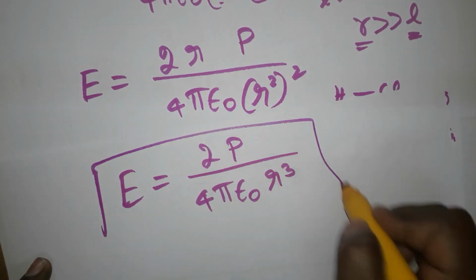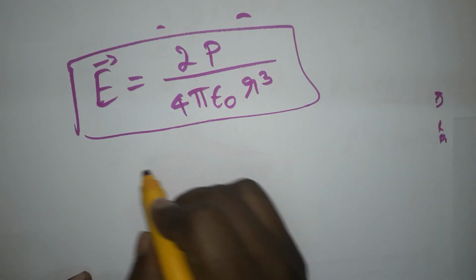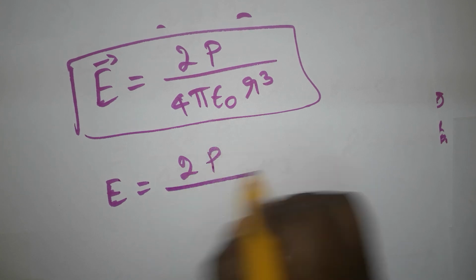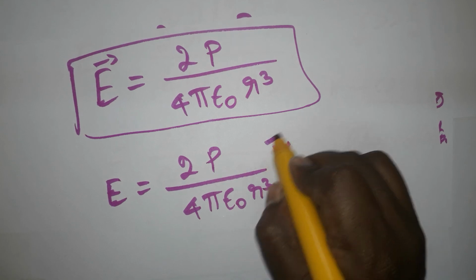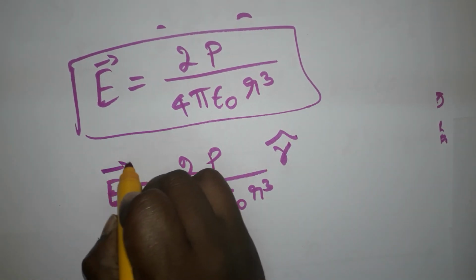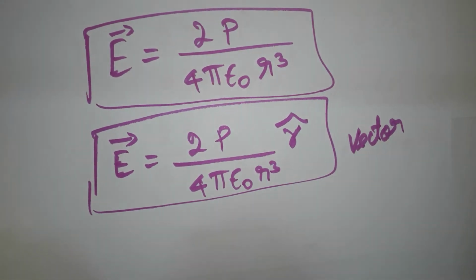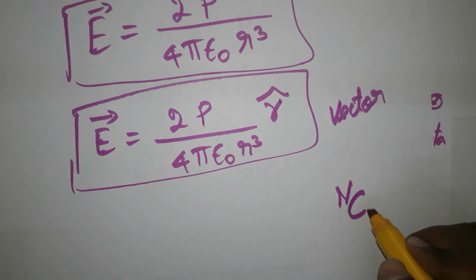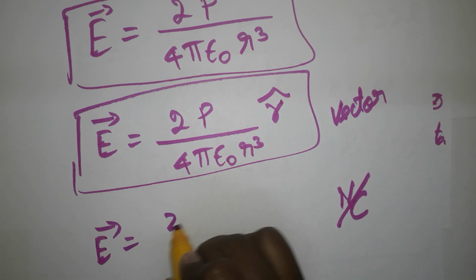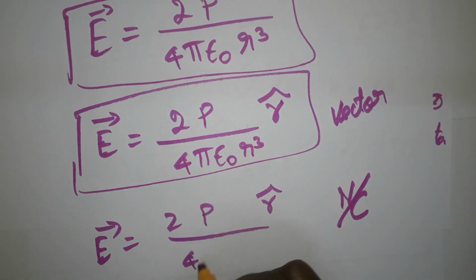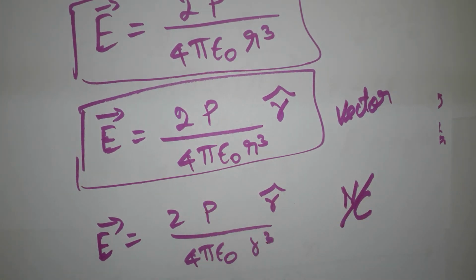This is the net electric field produced due to the electric dipole on the axial line. If you want to write it in vector form, E is equal to 2P divided by 4 pi epsilon naught R cube. Don't represent it in the denominator, you will write here R cap. This is represented as the electric field as a vector. Also the unit of electric field will be Newton per coulomb, because it is force per unit charge. So the electric field is equal to 2P R vector divided by 4 pi epsilon naught R cube. Thank you for watching my video. Thank you everyone.